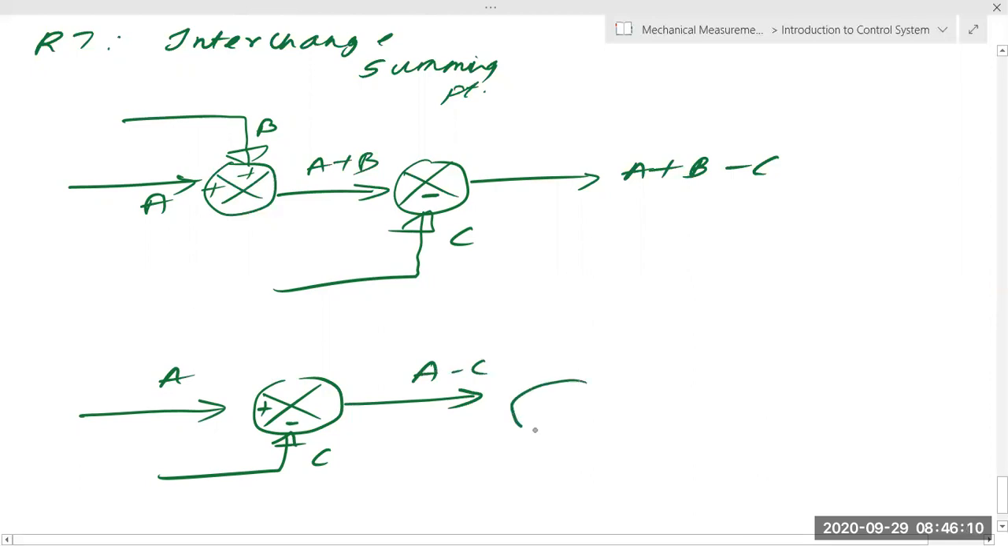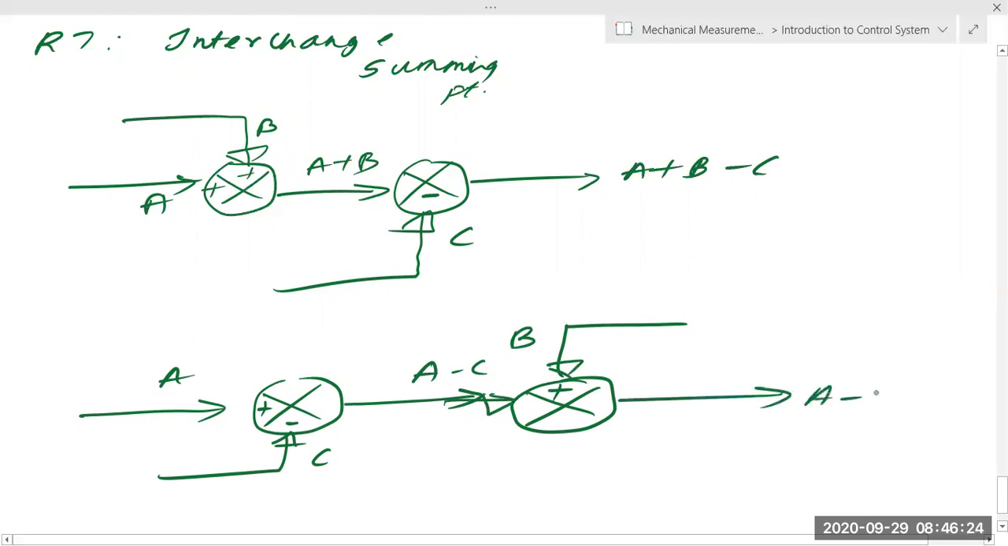And then I'm bringing my summing point for B here, and this is my summing point B. So what is going to happen here is A minus C, and this will come as B. So what is the output? A minus C plus B. So output does not get affected. You can see output does not get affected by interchange of summing point.